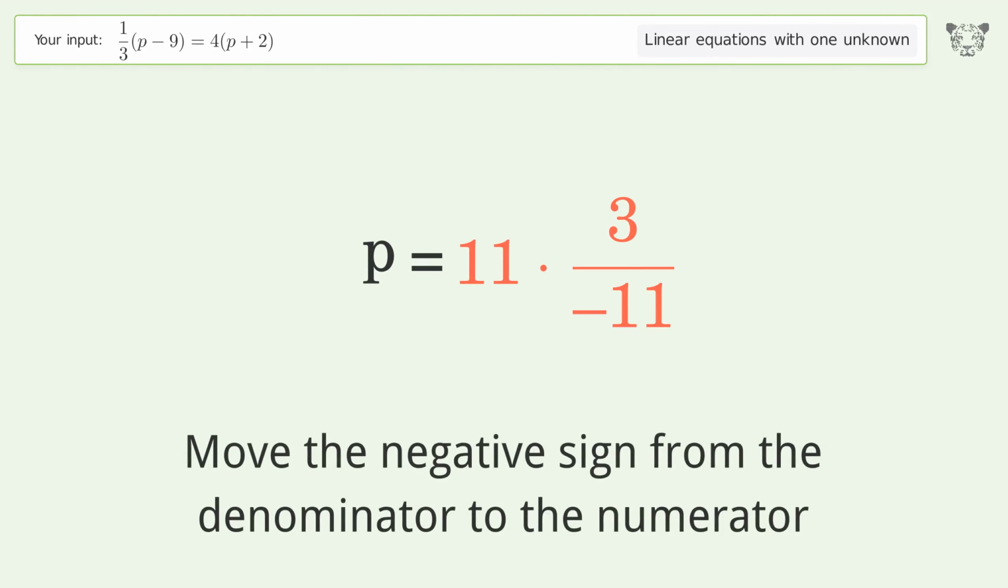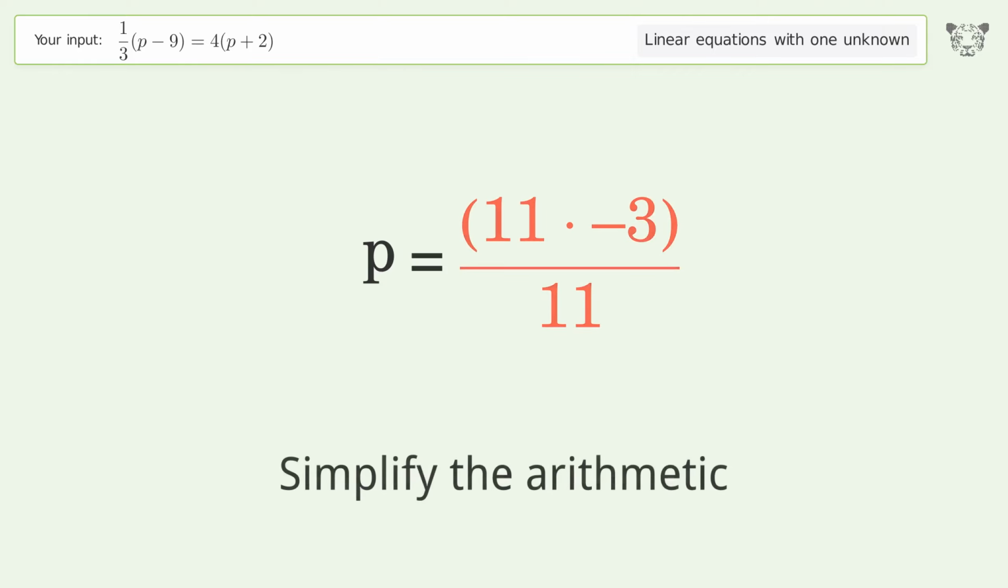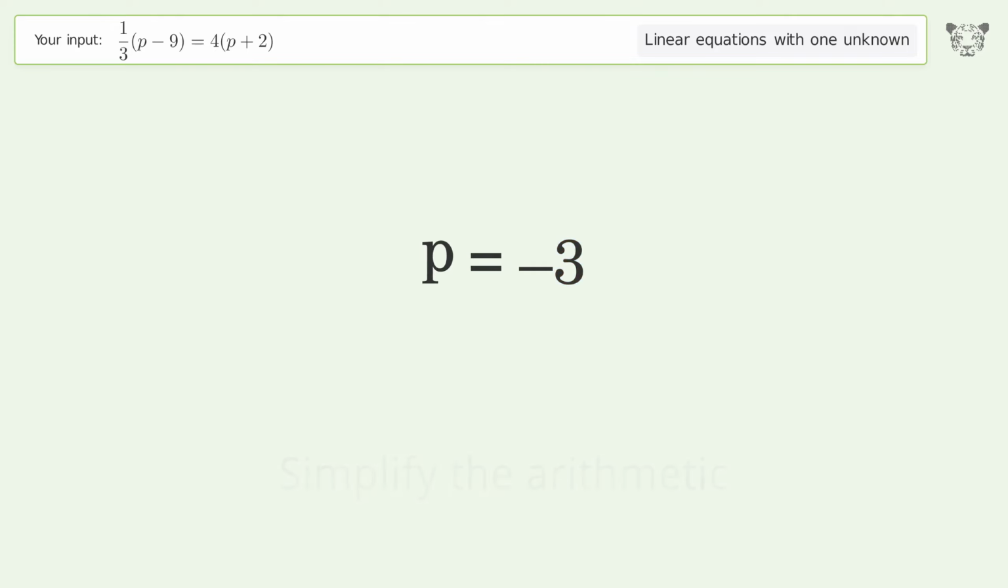Move the negative sign from the denominator to the numerator. Multiply the fractions. Simplify the arithmetic. And so the final result is p equals -3.